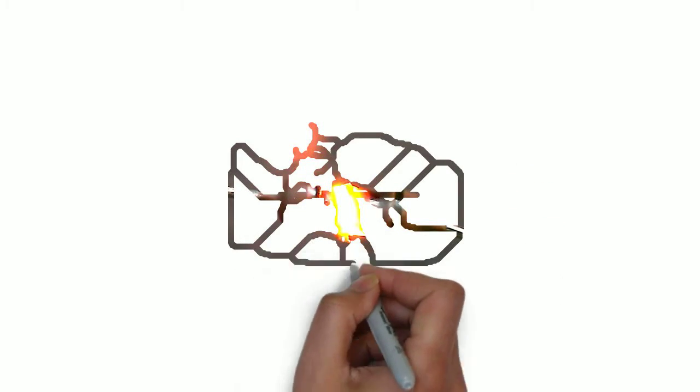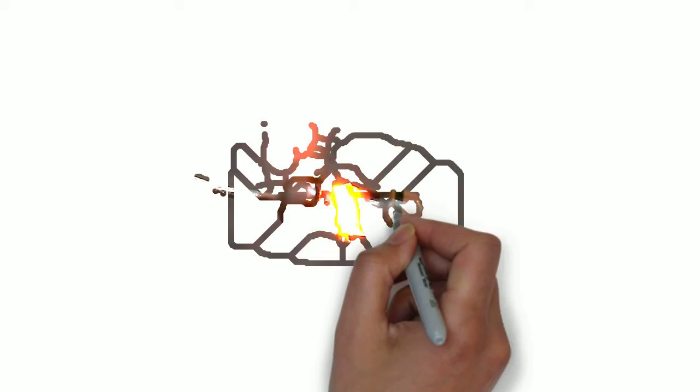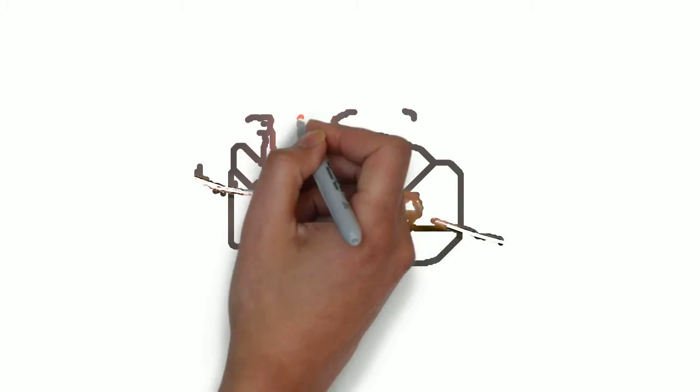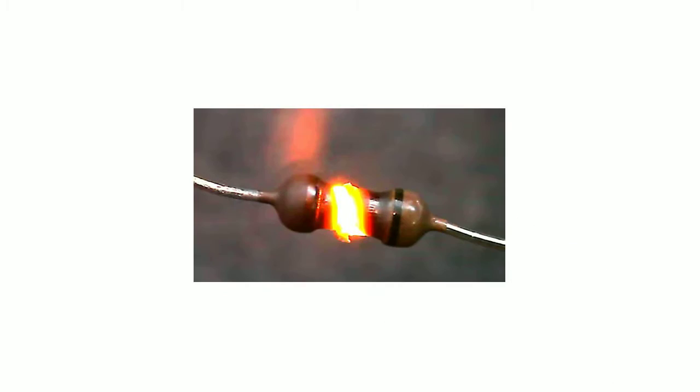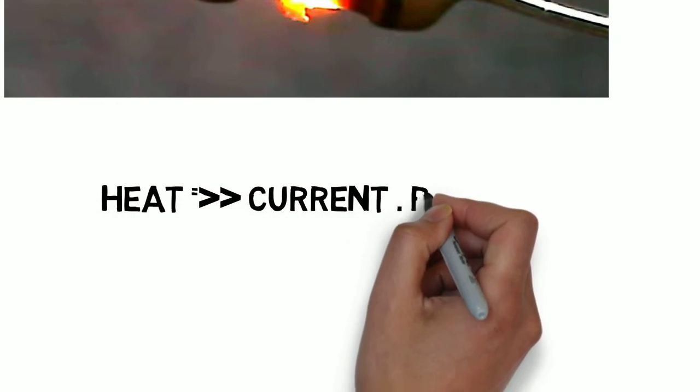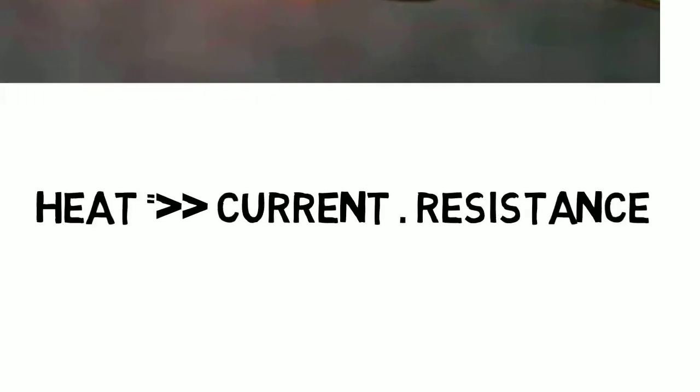A resistor does this job of dropping off the power by dissipating the excess power as waste heat to the surroundings. It's no wonder we call a resistor a passive or a dissipative element. This heating effect is given by Joule's heating effect, which states that heat equals current squared times resistance. Oops, I forgot the square term.